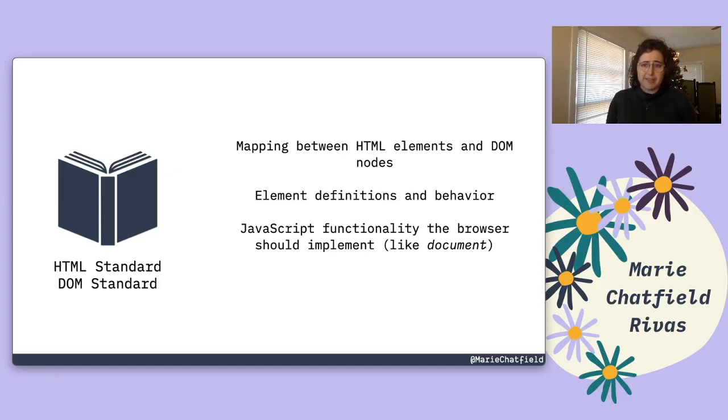So for example, if you've ever used the document variable in JavaScript, that's not native to JavaScript itself. It doesn't come from JavaScript. That's why it doesn't always work. If you're in Node writing server-side code and you call document, it might not actually be there. The document object is defined by the DOM API, and it has a set of JavaScript properties and functions that you can call on it in order to interact with the DOM as provided by the browser.